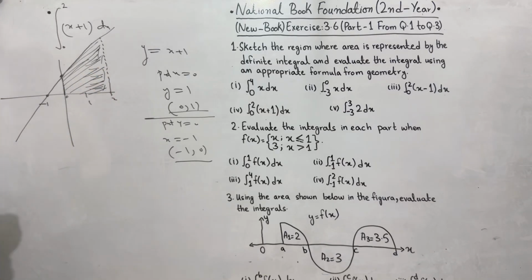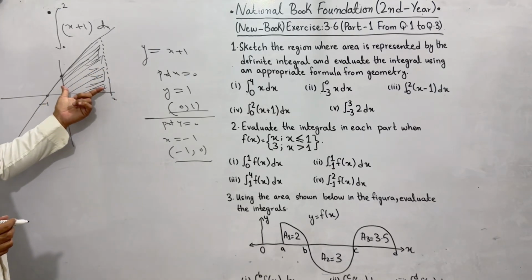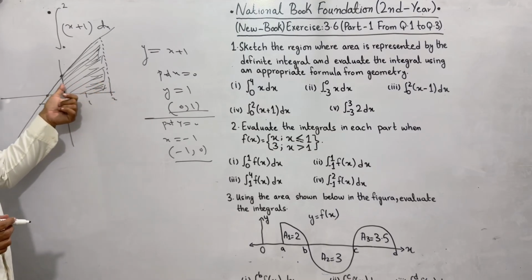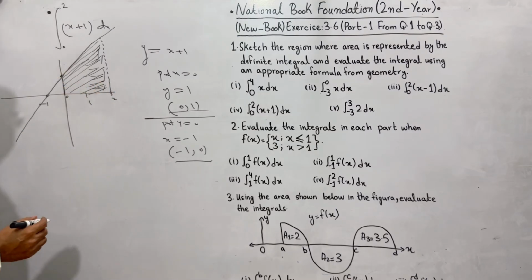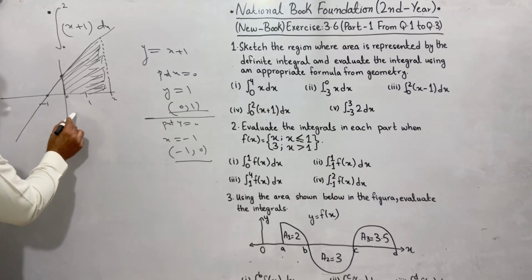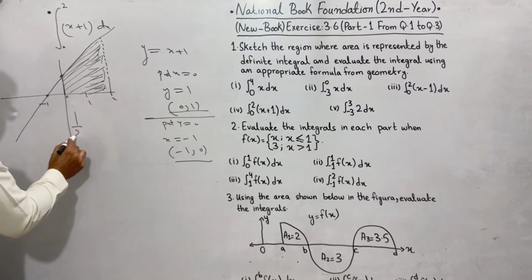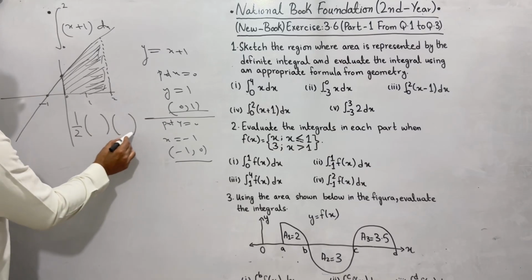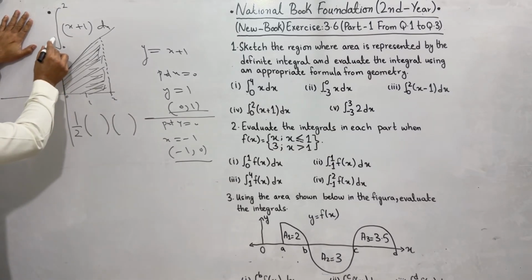From plane geometry, you are familiar. It is our trapezium. These 2 sides are parallel and these 2 sides are not parallel. So the area of a trapezium is given by 1 upon 2 times the sum of parallel sides times height. What is the height in that case?